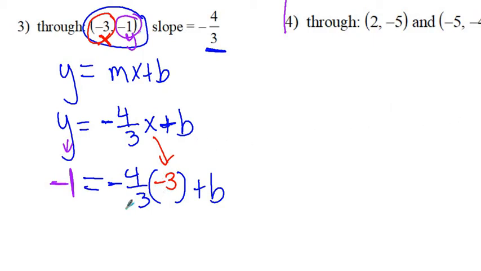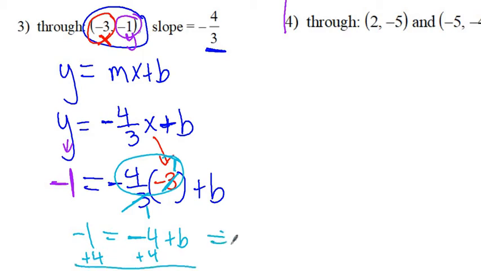So let's simplify. 3 goes into itself once, and it goes into that once. So we have 4 times negative 1, which is negative 4. And then we just have to solve this for b. So we'll add 4 to both sides, and we'll get b is equal to, those go away, negative 1 plus 4 equals positive 3.